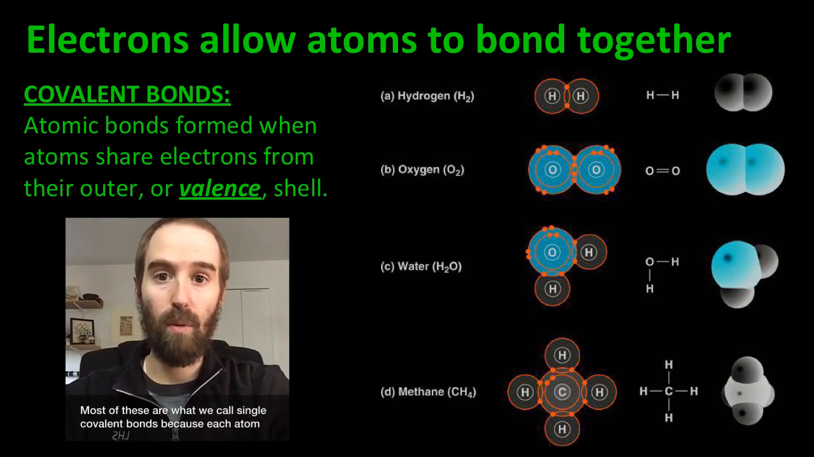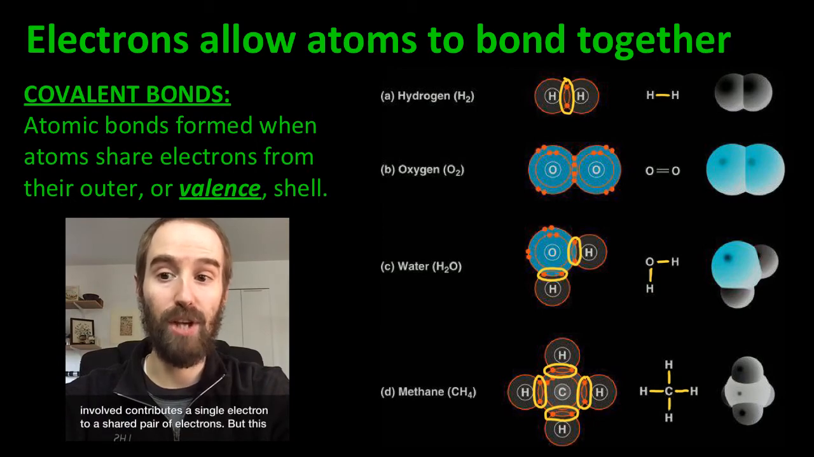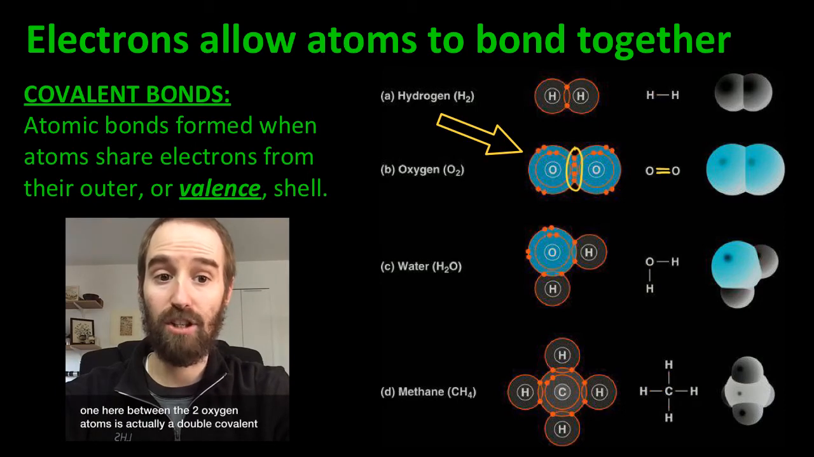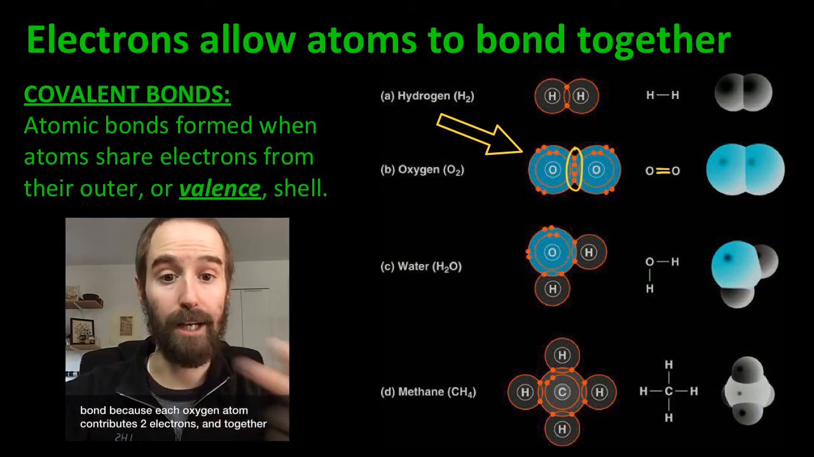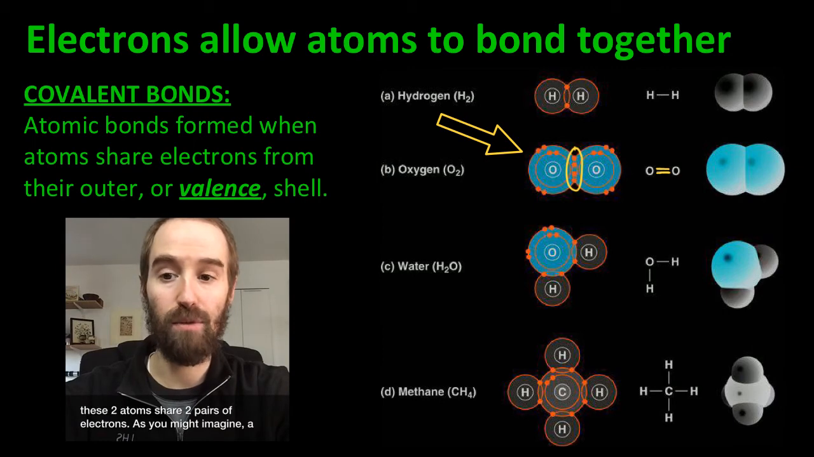Most of these are what we call single covalent bonds, because each atom involved contributes a single electron to a shared pair of electrons. But this one here, between the 2 oxygen atoms, is actually a double covalent bond, because each oxygen atom contributes 2 electrons, and together these 2 atoms share 2 pairs of electrons.